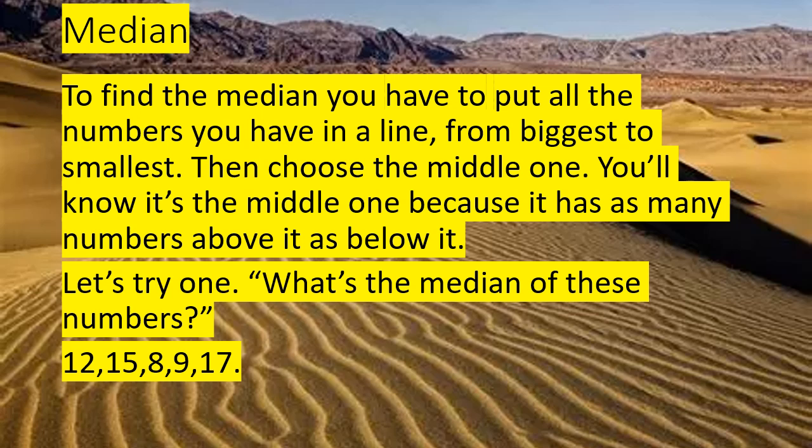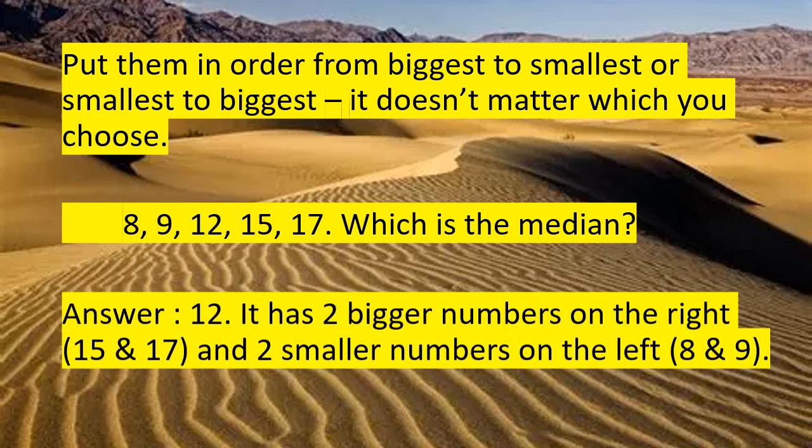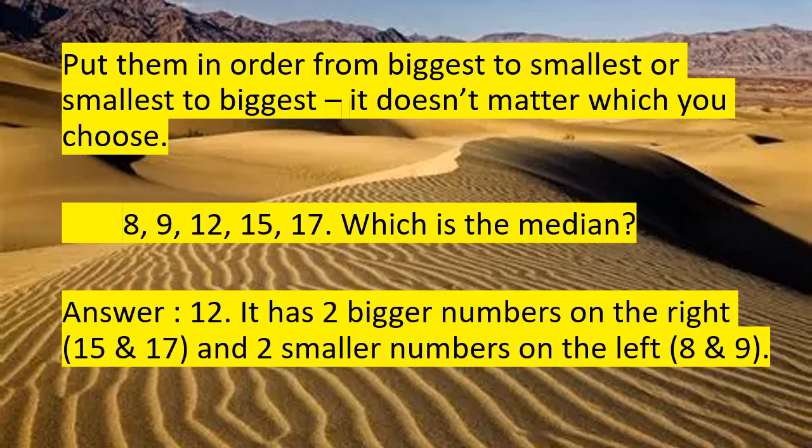So put them in order. Start with the smallest one: 8, 9, 12, 15, 17. So 8, 9, 12, 15, 17, which is the median? And the answer is 12. It has 2 numbers on the right, 15 and 17, bigger numbers, and the 2 smaller numbers on the left, 8 and 9, so it's the middle one.